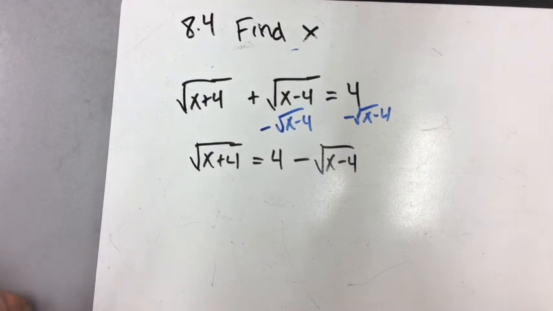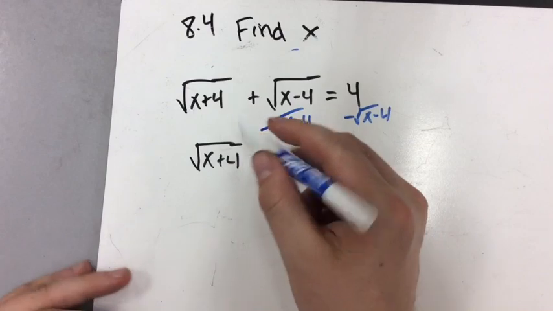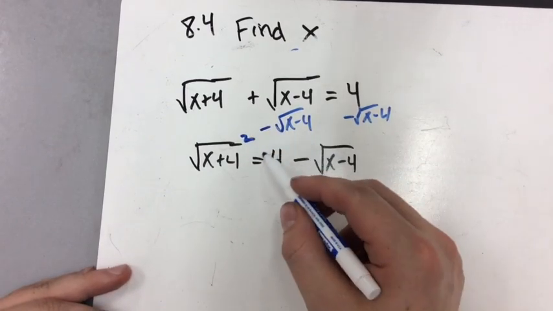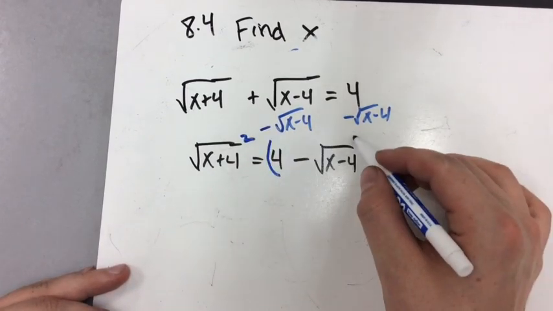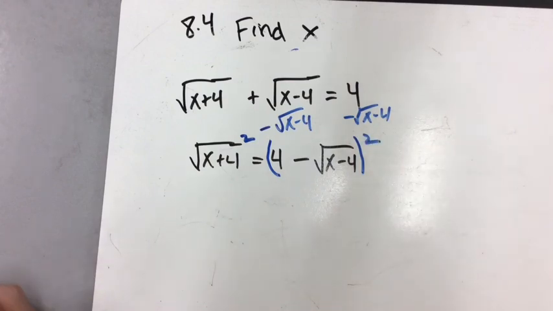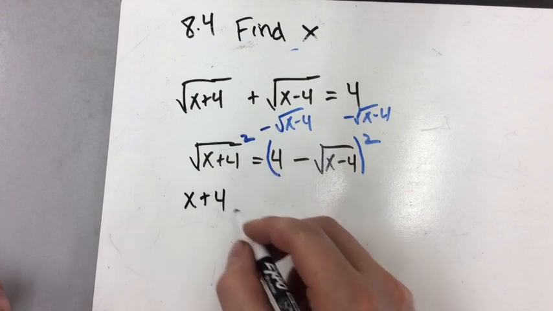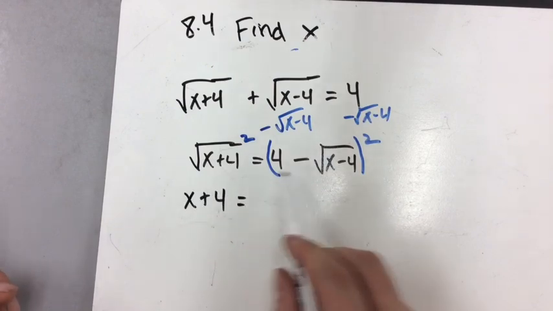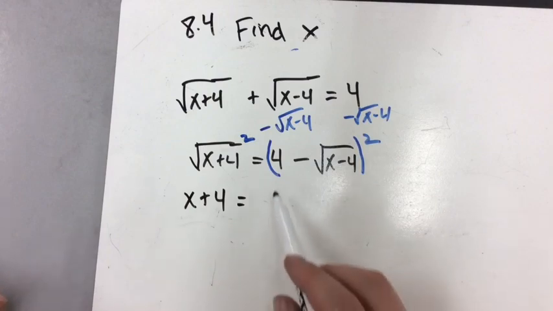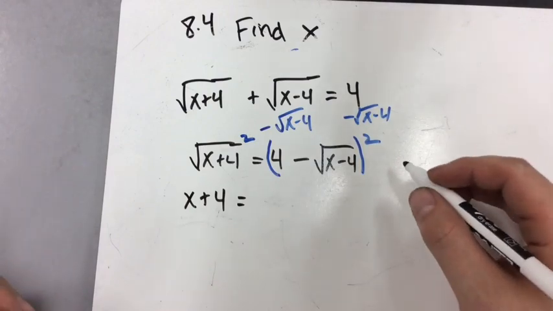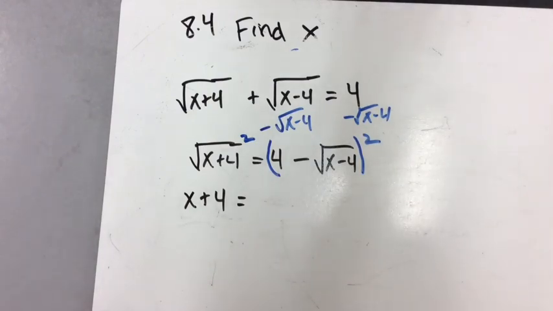Okay, now I'm going to do the same as I've been doing in my other equations. I'm going to square both sides. So I'm going to square here. On this other side, again, I have to square the entire thing. What's this going to do for us? Well, it's going to get rid of this radical sign over here. So I'll have x plus 4 equals. And then over here, we've got to do binomial distribution.